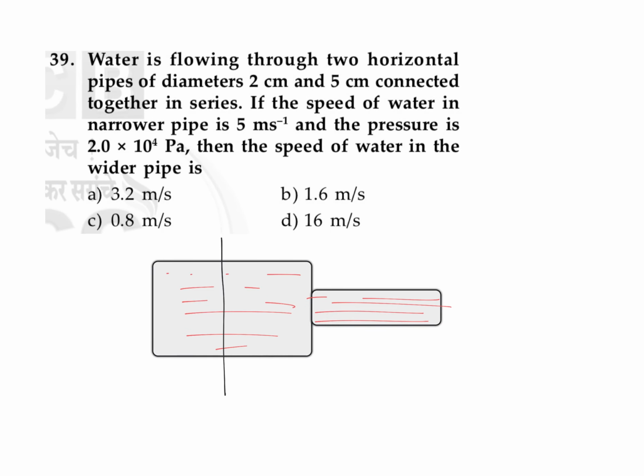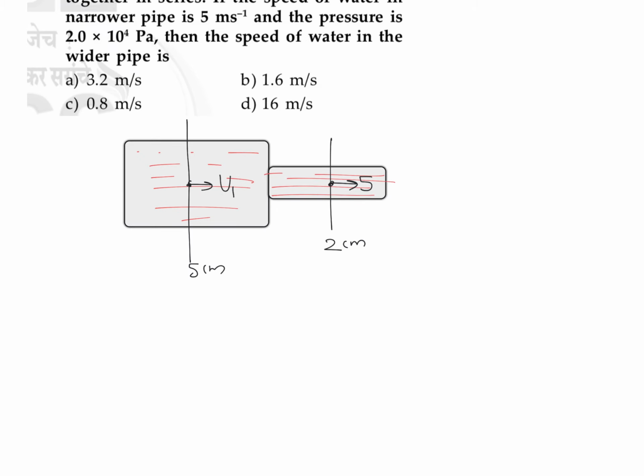Here the diameters are given. The horizontal pipe, the first one we can take as of diameter 2 centimeter, the second one of diameter 5 centimeter, and the speed of water in the narrow pipe is given as 5 meter per second. We have to find out the speed of water in the wider pipe, where the area of cross section or diameter is more. Let's say it is taken as V1.